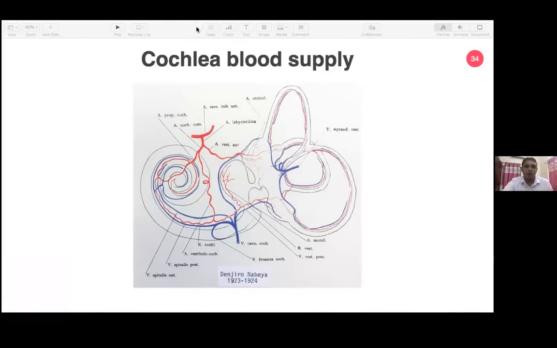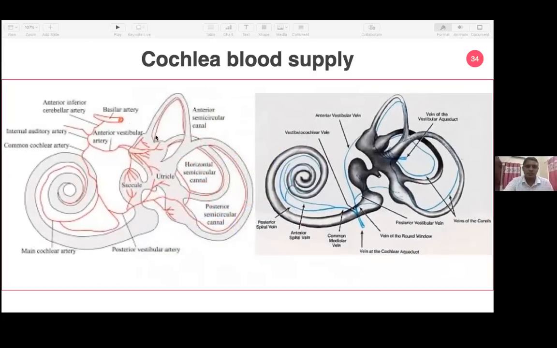A word about the cochlear blood supply. This is a very complicated picture showing the arterial and the venous blood supply put together. We'll just divide it. This is the arterial supply and this is the venous supply. The main artery supplying the labyrinth is the internal auditory artery, which is a branch of the anterior inferior cerebellar artery, which is in turn a branch of the basilar artery.